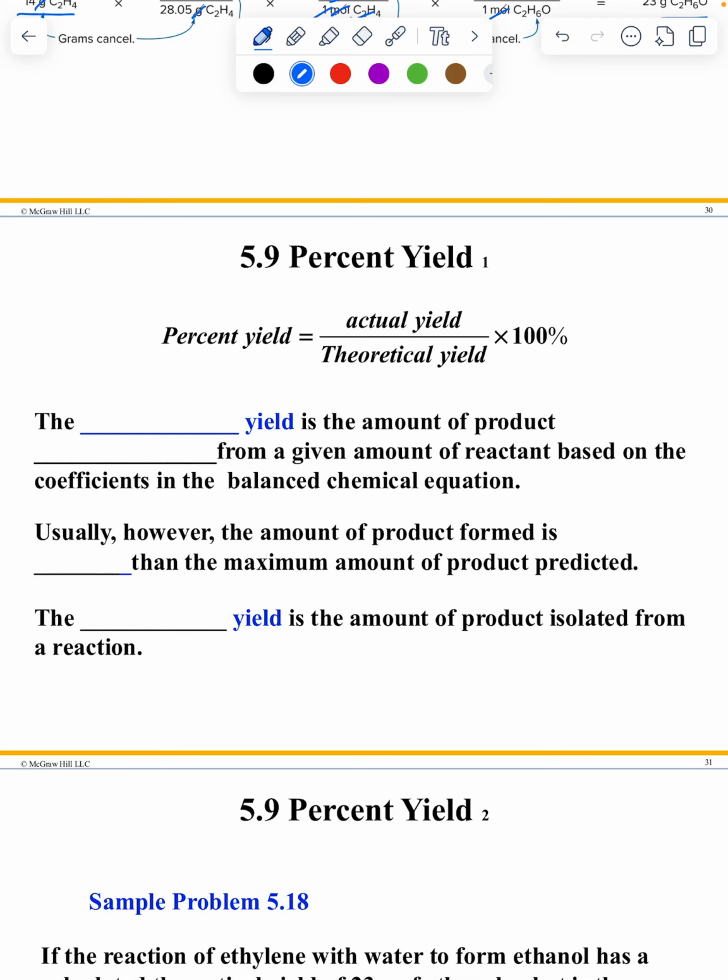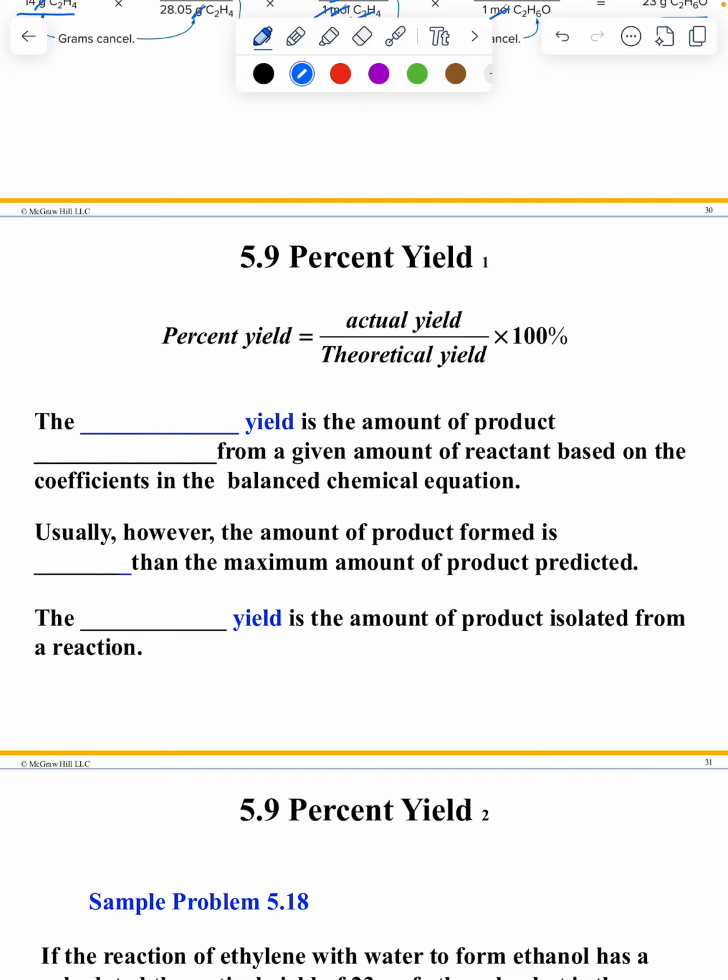Probably will never get 100% yield because of human error and things like that. It's very difficult to get 100% yield, but the closer you can get to that, the better. And so we have this equation. It says that we take the actual yield over the theoretical yield. So let's look at those two words.